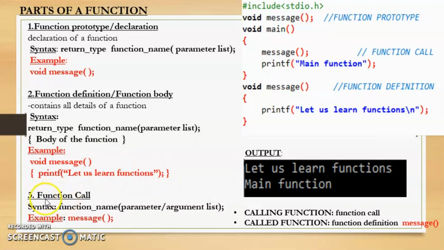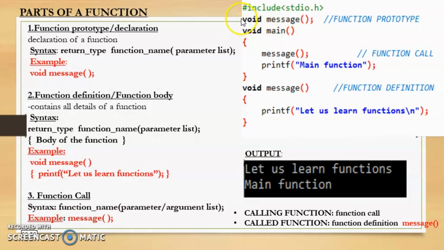The third part of the function is the function call. Using this function call, we can call a particular function. The syntax is, first we write the function name and in the round brackets we specify the parameters. Now parameters are also known as arguments. Say for example, we want to call this function message, then we will write the function name, that is message, and since there are no parameters, we will keep this as empty. So nothing will be written inside this round brackets.